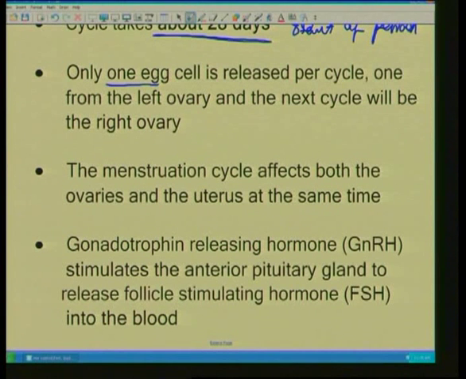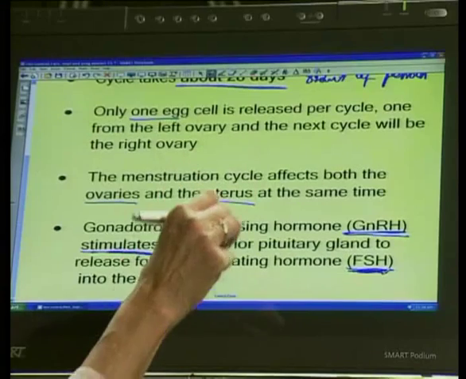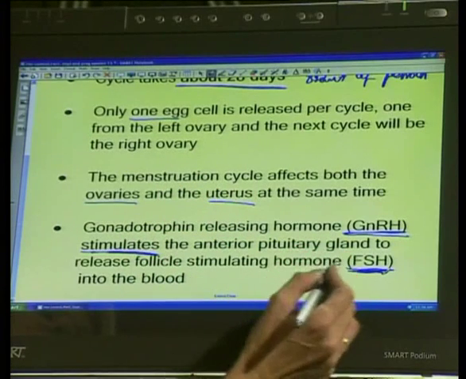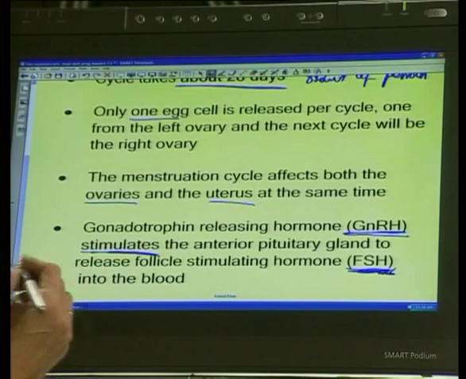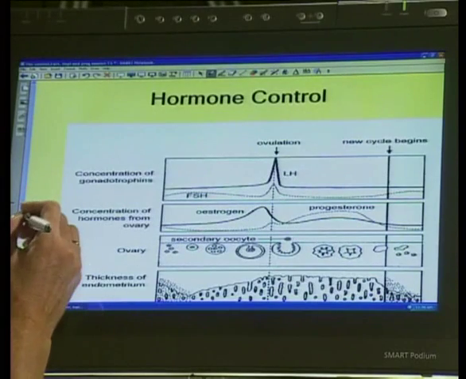The menstruation cycle affects both ovaries and the uterus at the same time. The gonadotrophin releasing hormone, that's GnRH, you can use that abbreviation. What does it do? It stimulates the anterior lobe of the pituitary gland to release follicle stimulating hormone. And that will be a negative feedback system as well. So your gonadotrophin releasing hormone tells the pituitary gland, you need to now release follicle stimulating hormone. And then we're going to have the release of a follicle.